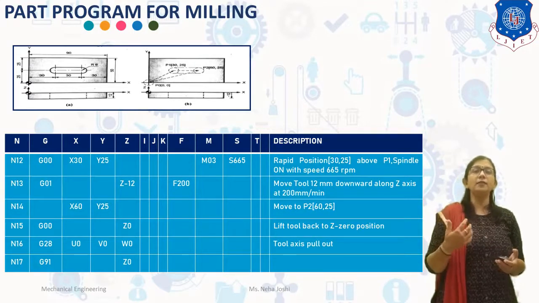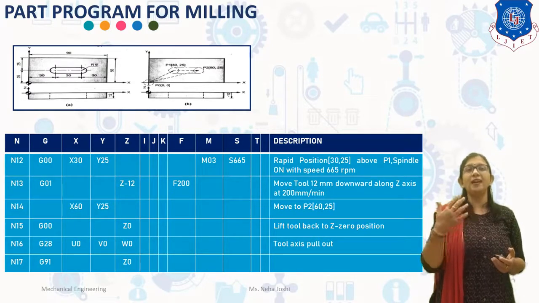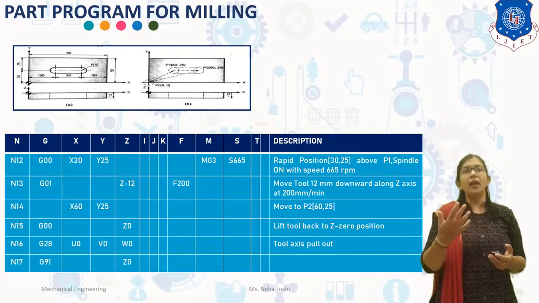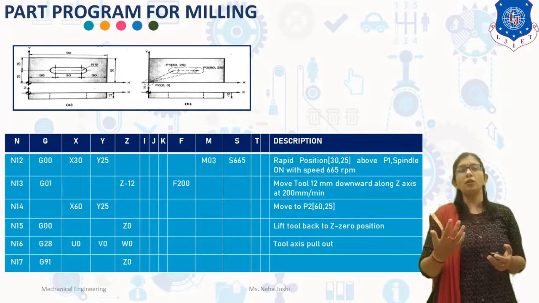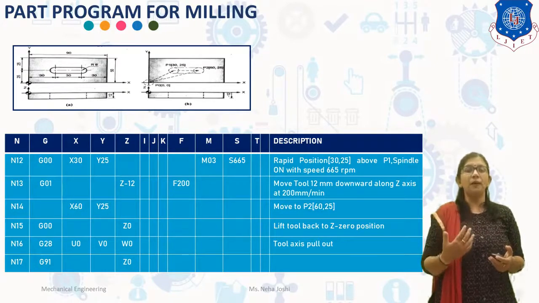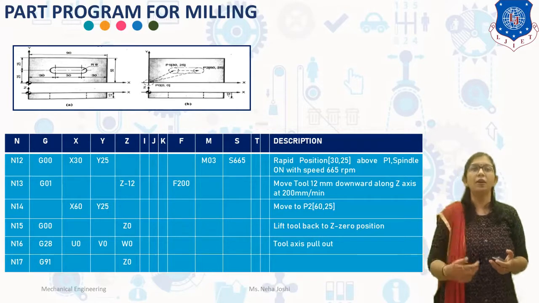Now the next sequence is N12 and G00 is used for rapid tool positioning. Set the tool at X30 and Y25. The first point is 30, 25, so you have to set the tool at X30 and Y25. M03 is used for turning on the spindle, and S665 indicates the spindle speed is 665 rpm.